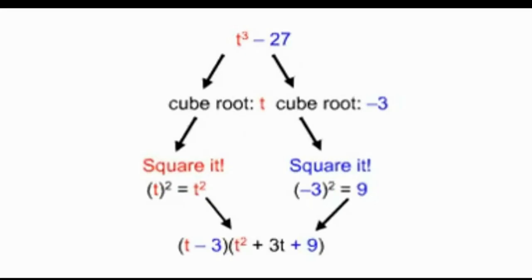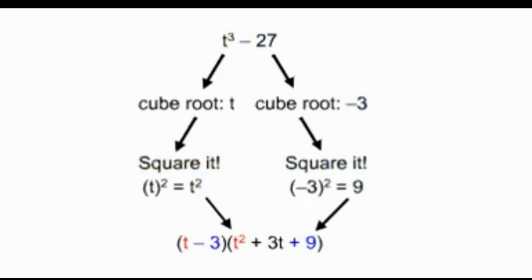Finding the middle term is only a little bit tricky. You've probably already figured out that you can multiply negative 3 and t to produce negative 3t. That's close to the middle term, but what about the sign? That's the tricky part. The middle term of the trinomial will always have the opposite sign of the binomial.